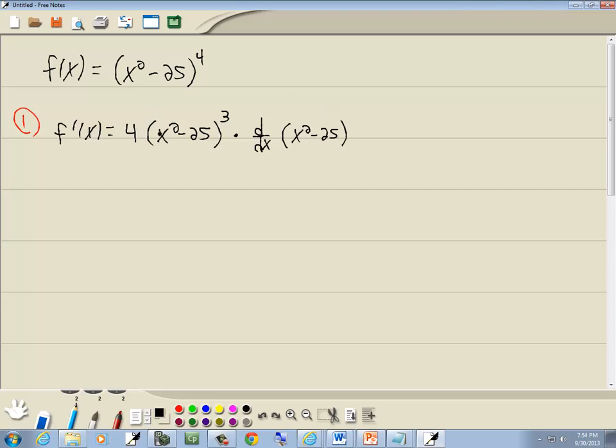Again, take your power, put it out in front. What's inside your parentheses remains as is. Lower your power by 1, times the derivative of what's inside the parentheses. So that gives us 4 times x squared minus 25 to the third power. The derivative of x squared minus 25 is 2x. I'm going to put the 2x out in front and multiply it times the 4, and that gives us 4 times 2, or 8x, times x squared minus 25 to the third power.